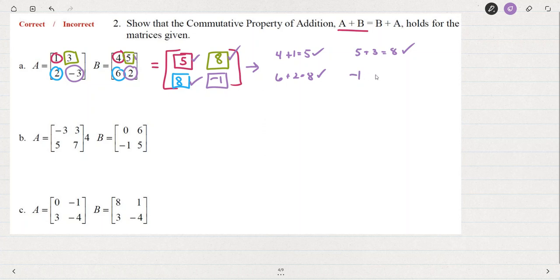And then -1 plus, oh, I'm sorry, I'm using the wrong number. We want this purple 2, right? The 2 plus -3 is still -1. But practice this with each of these 3 examples to prove to yourself that yes, that addition of matrices is in fact commutative. You can change the order in which you add 2 matrices and you get the same result.